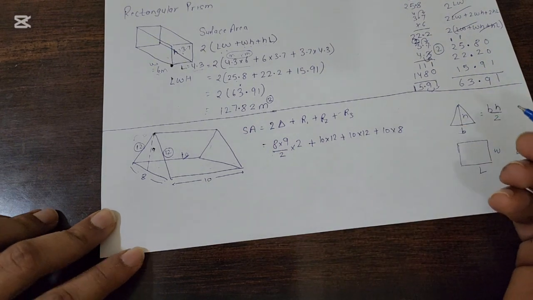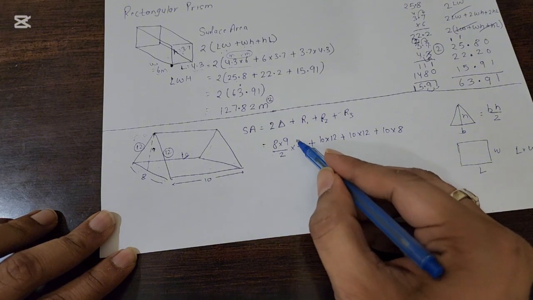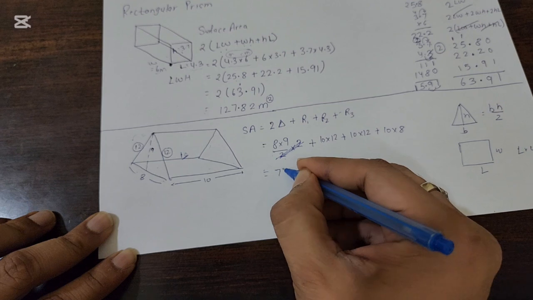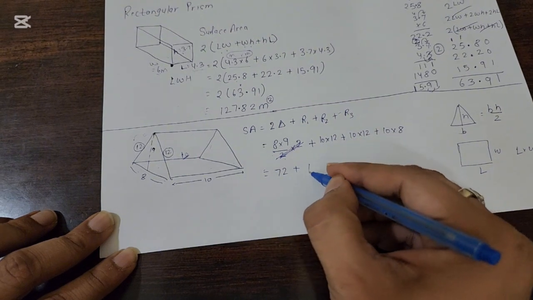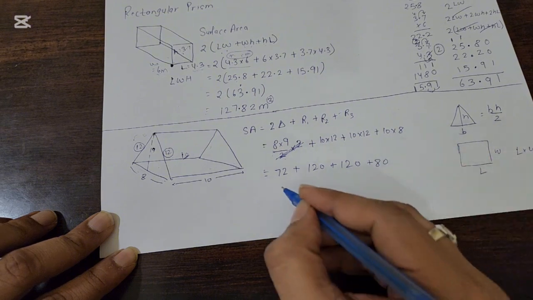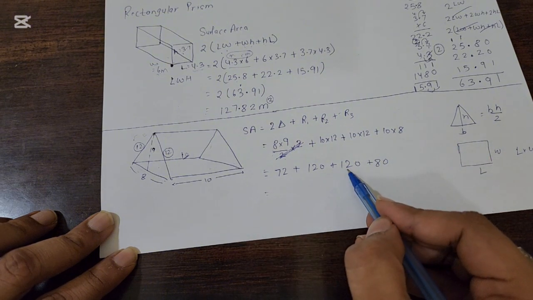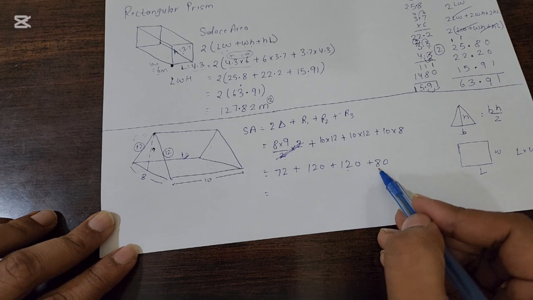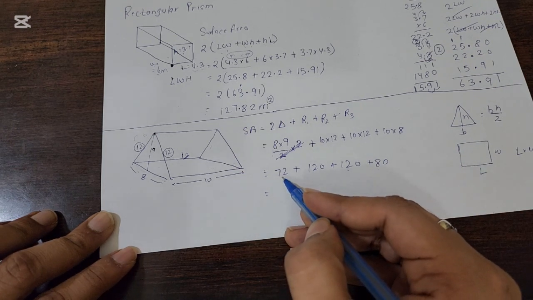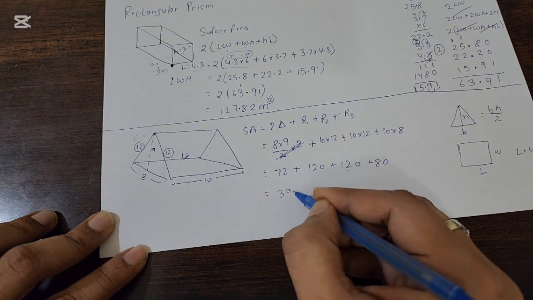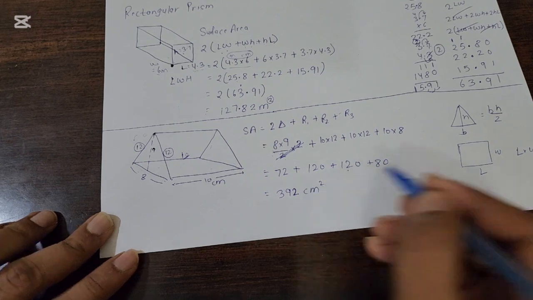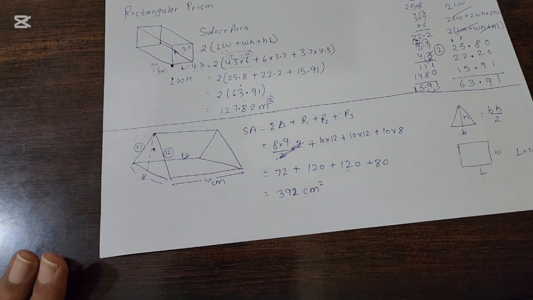Okay, I hope you can visualize it. Now solve this. 2 up, 2 down. I told you we can cancel them. Khalas. 8 times 9, 72, plus 10 times 12, 120, plus 120, plus 80, right? Now just add them. 120, 120, 240, 240 and 240 and 80, it will be 320. 320 and 72, which will give you 392. 392, let's say this is centimeter, so centimeter square. Okay, I hope you understood.